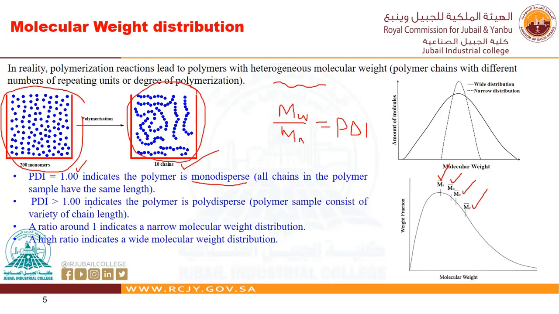If it is close to 1, then it is called a polymer that is narrowly distributed. For example, the molecular weights of the chains are not far from each other. But if the polymer lengths are far from each other, for example, some of them are very long, some of them are medium length, and some of them are short, then you end up with what you call a wide molecular weight distribution. All these are used to describe the molecular weight distribution of polymers.